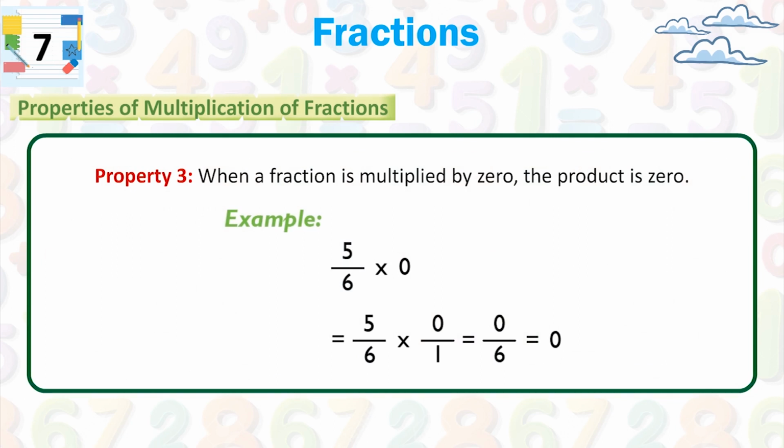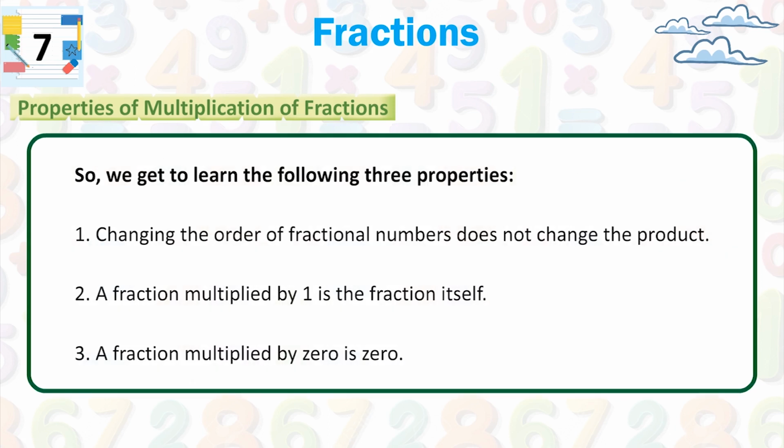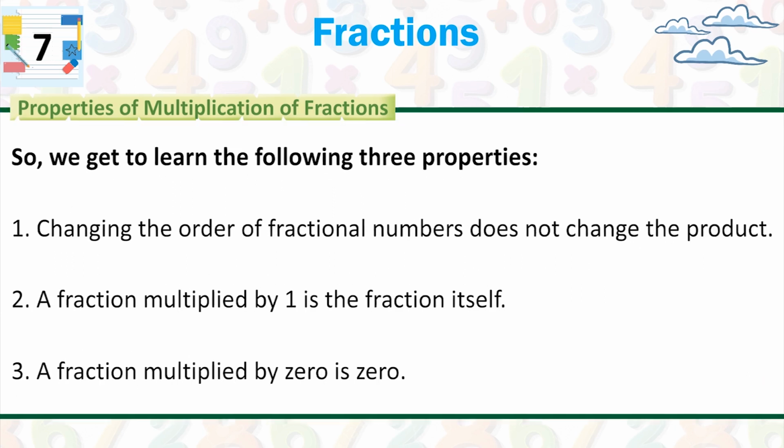Property 3. When a fraction is multiplied by 0, the product is 0. Example. 5/6 into 0 is equal to 5/6 into 0/1 is equal to 0/6 is equal to 0. So, we get to learn the following three properties. 1. Changing the order of fractional numbers does not change the product. 2. A fraction multiplied by 1 is the fraction itself. 3. A fraction multiplied by 0 is 0.